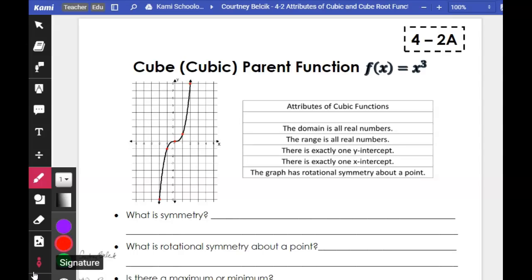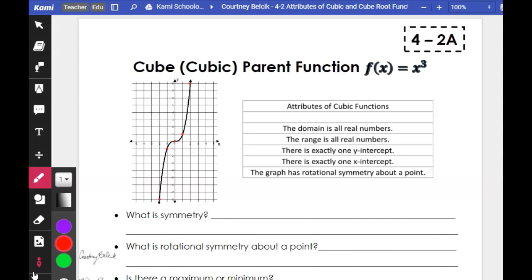Hi folks, today we're going to talk about the cubic and cube root parent functions again, but today we're going to focus on the attributes of those functions, kind of the key features. We started talking about that a little bit at the end of the notes yesterday. We talked about the vertex, the intercepts, the domain, the range. We even talked about end behavior, which was a new thing for us. But today our conversation is going to solely focus on key attributes, some of which we discussed yesterday, some of which we haven't talked about yet at all.